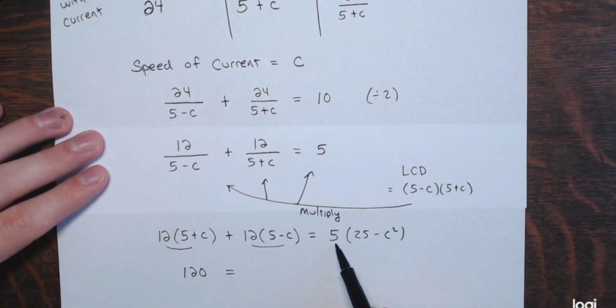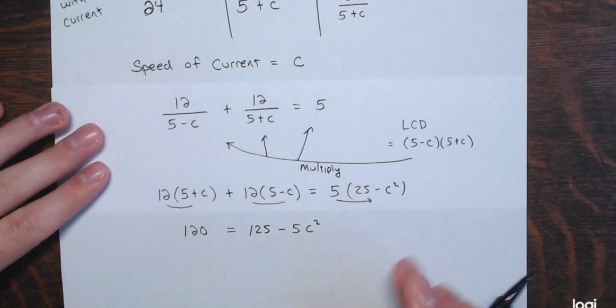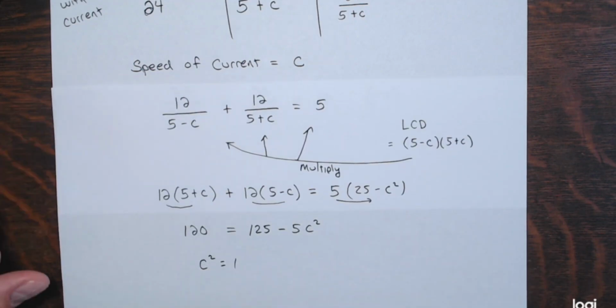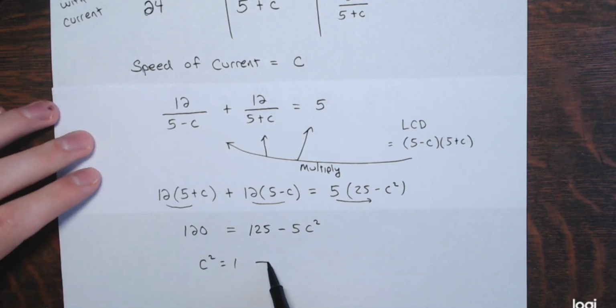And then here, distributing the 5, we got 125, 5 times 25, minus 5c squared. And if I solve for c squared here, we're just going to get 1. Now I would subtract 125, divide by negative 5. C squared equals 1, meaning that c equals 1 or c equals negative 1.